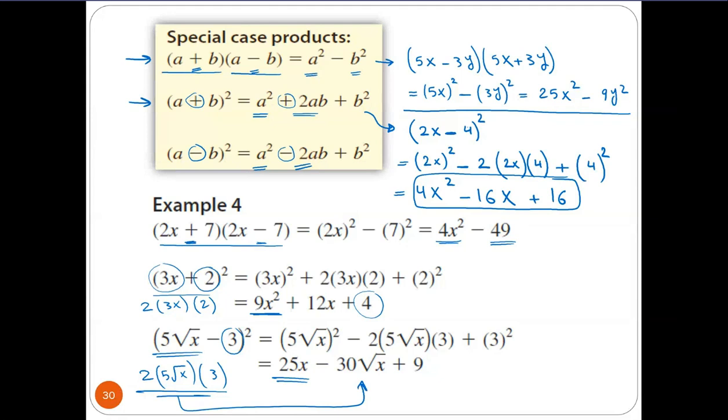I don't understand. What's the special product? What's the law? What's the example? You don't understand. I don't understand.